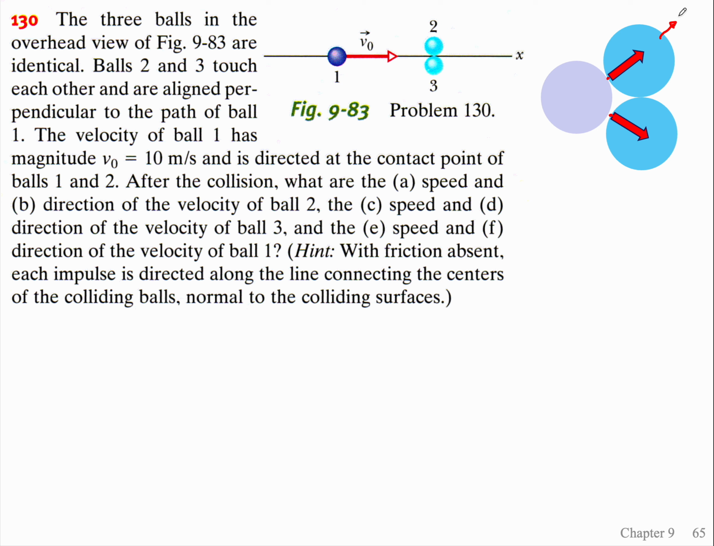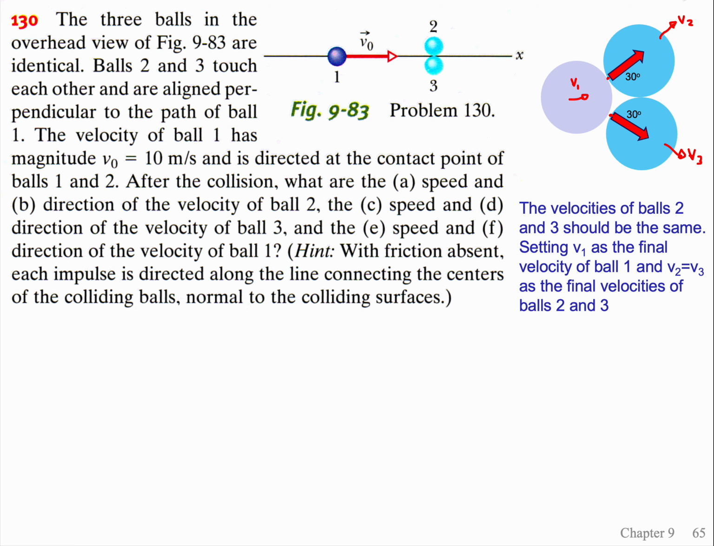I'm going to call this V2 for the velocity of this ball. This one's going to be going this direction, and I'm going to call that V3. And this final one, I'm going to guess, just maybe incorrectly, that it's going to keep moving in the same original direction. I'll call that V1. The question is now how to solve this.